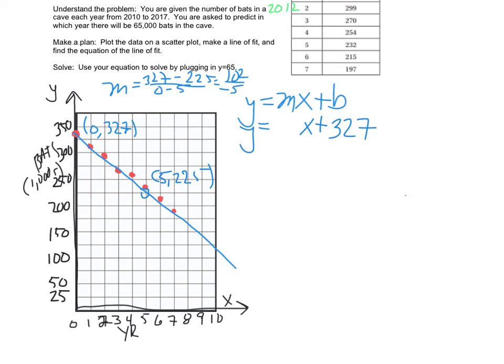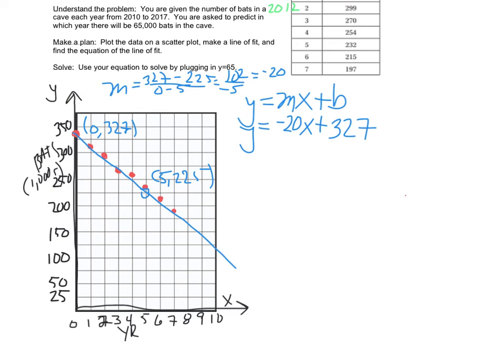Now here's a case where it's not exactly 100% correct to do this, but I'm going to reduce this a little bit, and I'm going to say that's really close to 100 over 5. So I'm going to do a little bit of clarifying estimating and make that negative 20. So I'm going to say that our equation is negative 20x plus 327. That would be our line of fit.